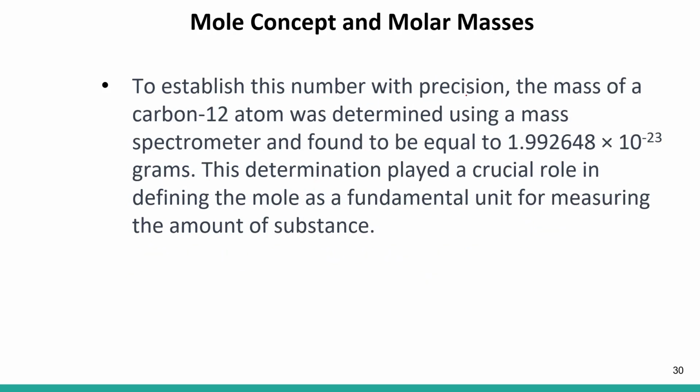How was this number established? This was from the mass of a carbon-12 atom. The mass of a carbon-12 atom was determined using a mass spectrometer, and it was found to be 1.992648 × 10^-23 gram. Now this number is used to calculate it.